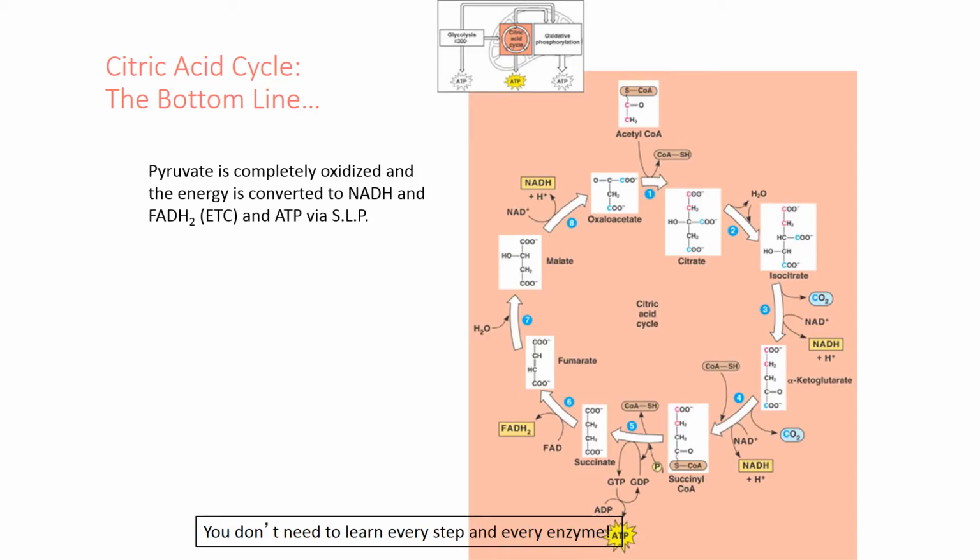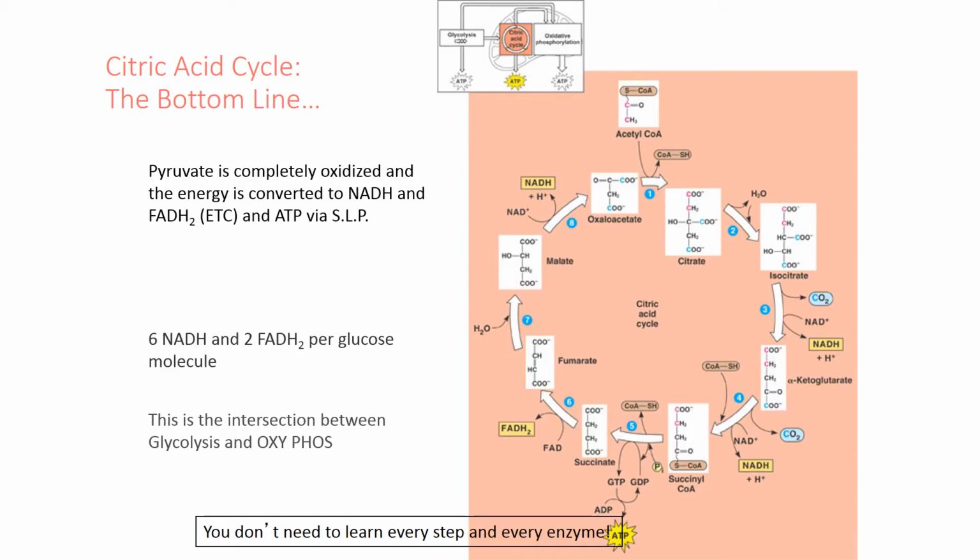So as you can see right there, again, we are going to completely oxidize pyruvate using that energy in those electrons once again to reduce NAD and FAD and make some ATP via substrate level phosphorylation. And there's our accounting. Per glucose molecule, we are going to produce 6 NADHs and 2 FADH2s per glucose molecule, along with 2 ATPs, and that is not including the creation of an NADH from the conversion of pyruvate into acetyl-CoA.